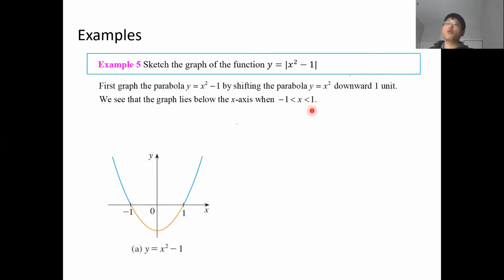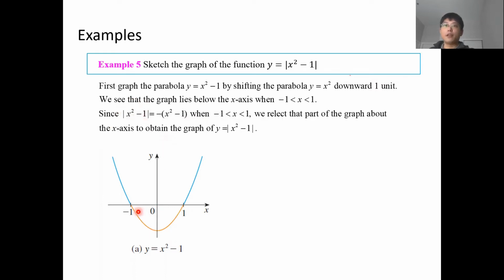But notice what the absolute value does to this part. The absolute value of x squared minus 1 will simply be the negative of x squared minus 1 when x is between minus 1 and 1. So to obtain the graph of this, all we need to do is reflect this part of the graph about the x-axis. Then at the end of the day, we will get something like this. This will be the graph for the function y equals the absolute value of x squared minus 1.